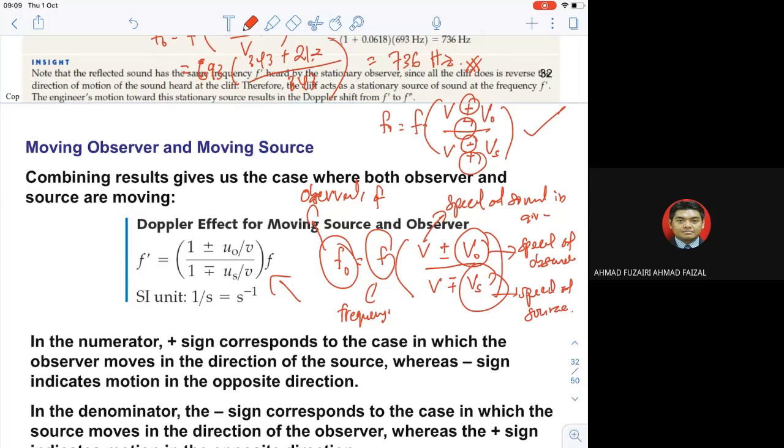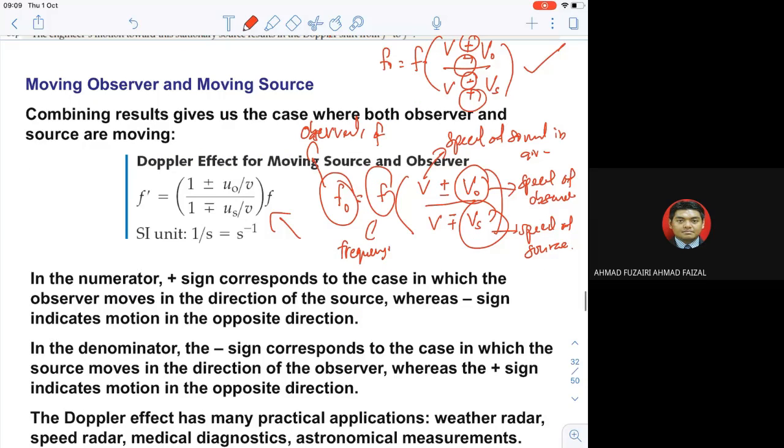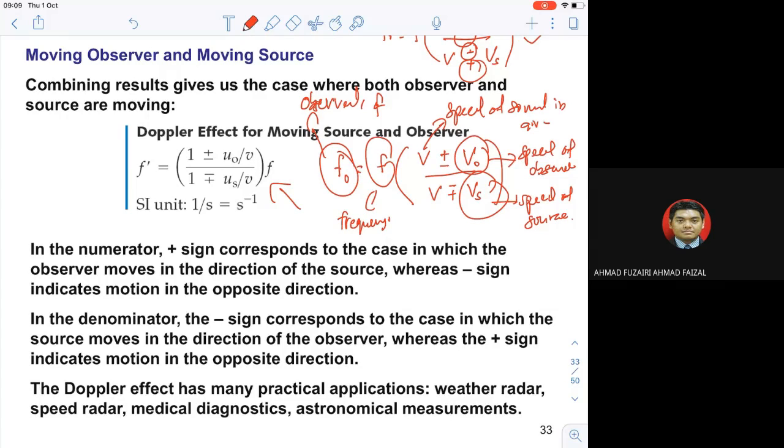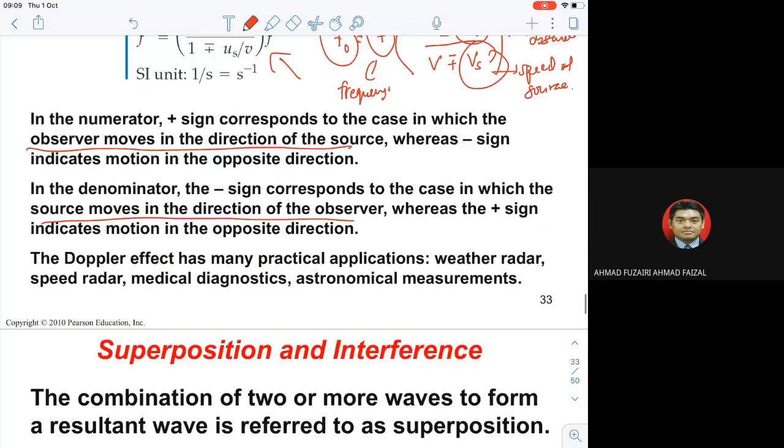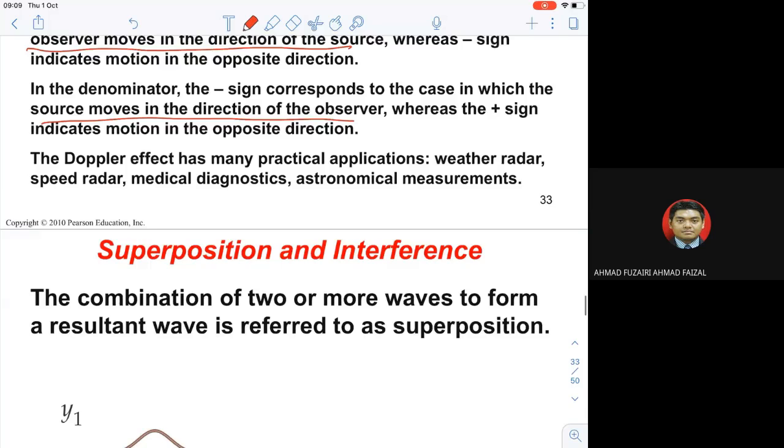So in the numerator, the plus sign corresponds to the case in which the observer moves in the direction of the source, whereas the negative sign indicates motion in the opposite direction. In the denominator, the negative sign corresponds to the case in which the source moves in the direction of the observer, whereas the positive indicates motion in the opposite direction. The Doppler effect has many practical applications, such as speed radar, medical diagnostics, and of course astronomical measurements. So that should be the end of the Doppler effect.